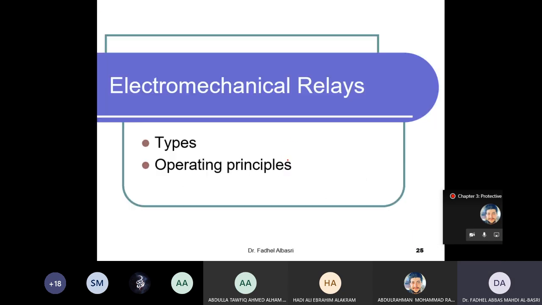I spoke about the burden. I'll now go over the types of each technology. I will go over the electromechanical types today, and if I have time, I'll also cover the static types. We'll go over the principle of operation, how these electromechanical relays operate, and what their types are.